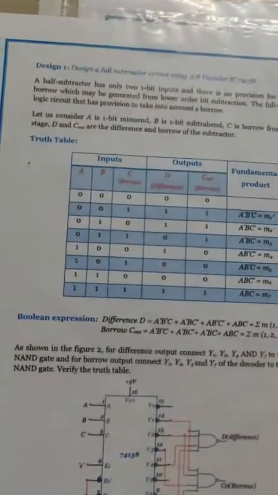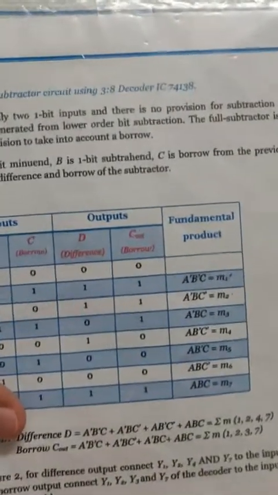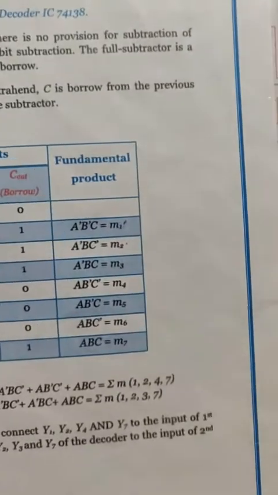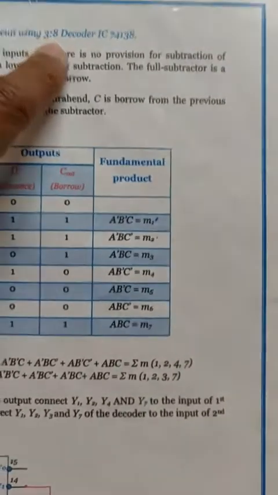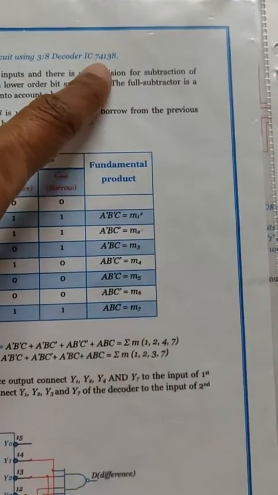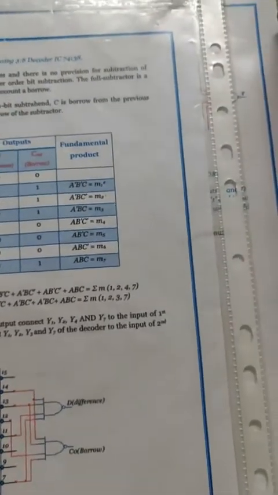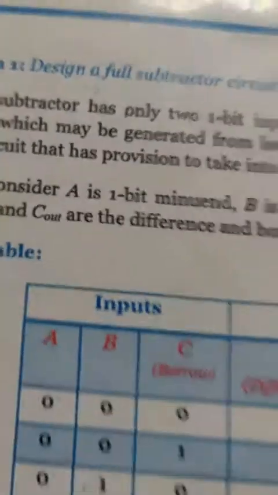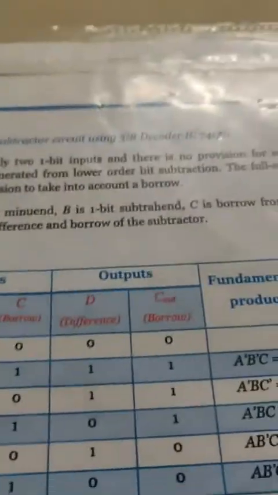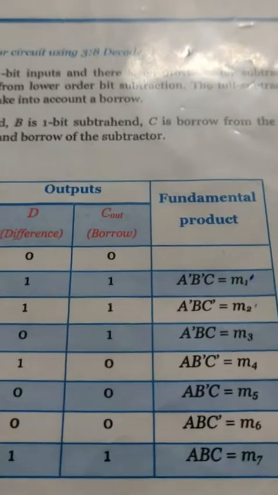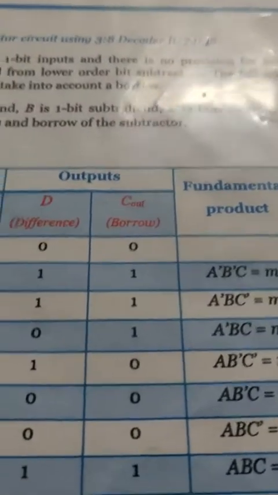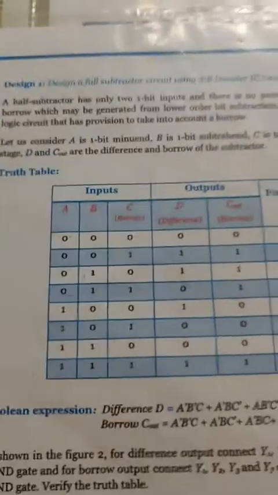Now the second part of the practical: you have to design the circuit. You can see design number 1. Design a full subtractor circuit using a 3 to 8 decoder IC, the 74138. A full subtractor has 3 inputs, ABC; D is the difference, and borrow is the other output. So there are 2 outputs and 3 inputs.